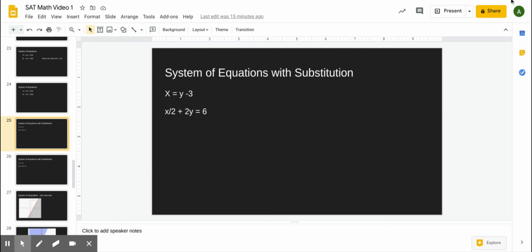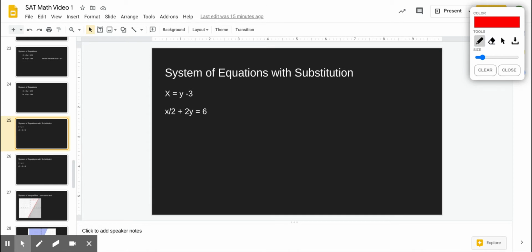All right, so let's go back. This is part B. So here we have a system of equations where we can use substitution. Let's change the color. We've been using red all day. Let's do blue. There we go. Why not? So you can see right here that we can do substitution pretty easily because we know what x is. x is y minus 3.